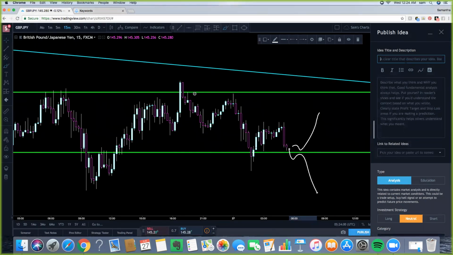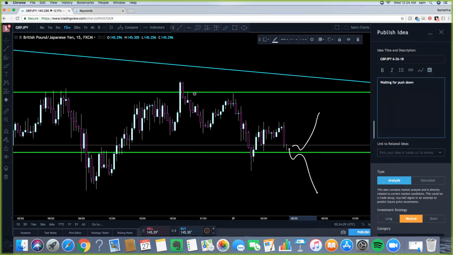So you write up whatever you want on the chart of what you think is going to happen, and then I always put what pair it is and the date. So right now, 6/26/18, and then underneath here, I write up a description of what I think is going to happen in the market. So, for example, for this pair, I would write waiting for push down to see if the level is rejected or a break and retest occurs.